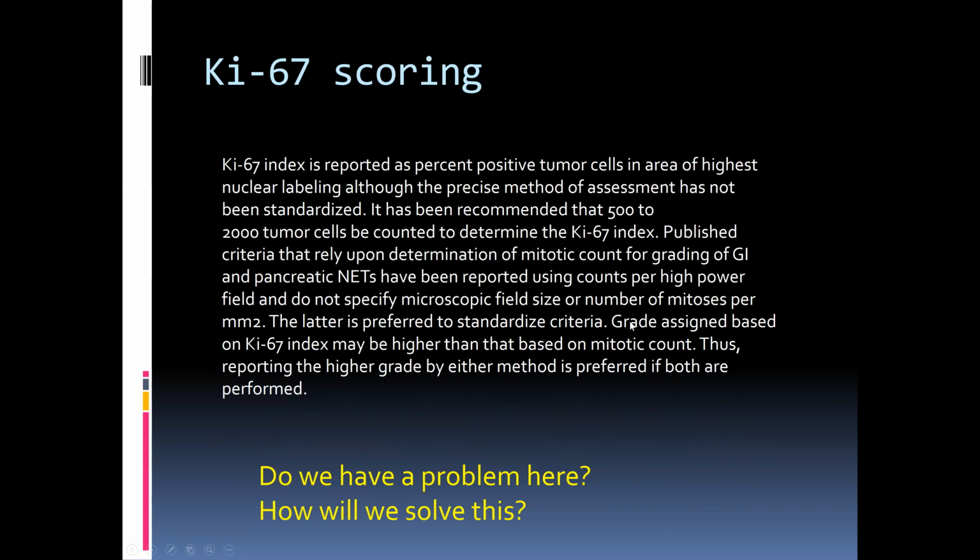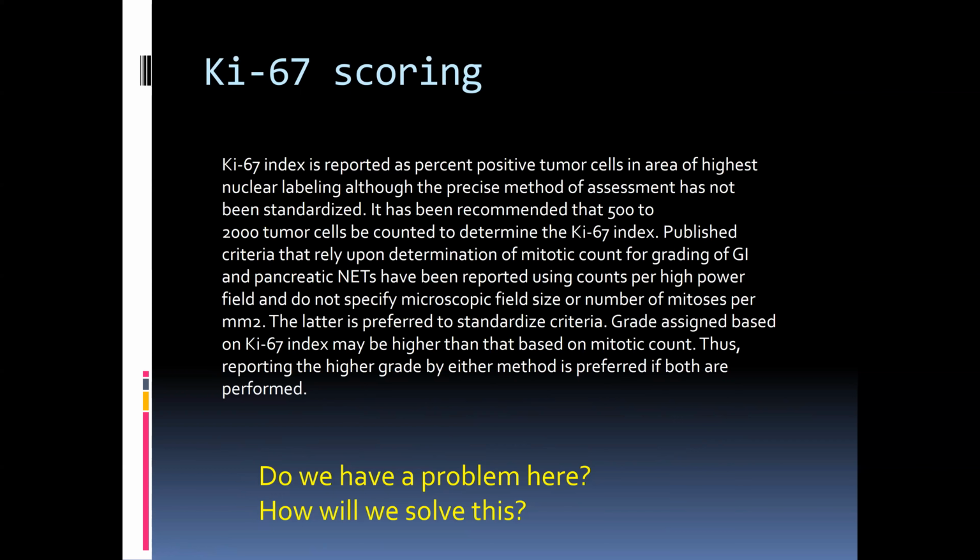The question then comes up, what do we do if your grade by Ki-67 index is higher than the mitotic count, or the mitotic count is higher than the Ki-67? What if there's a discrepancy? And the answer is really that you go with the higher grade by either method.